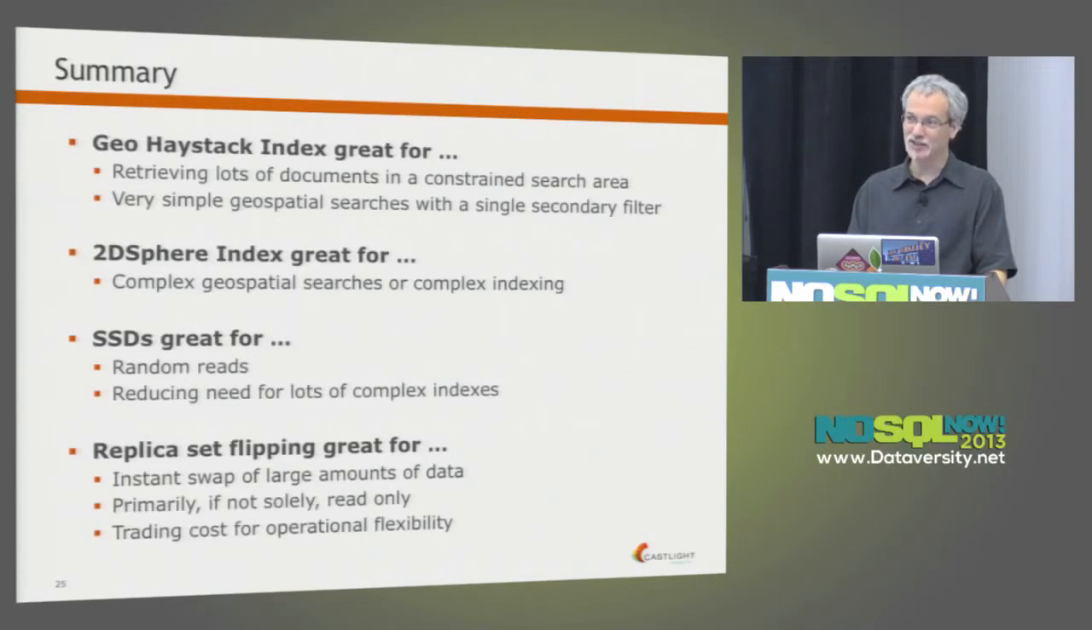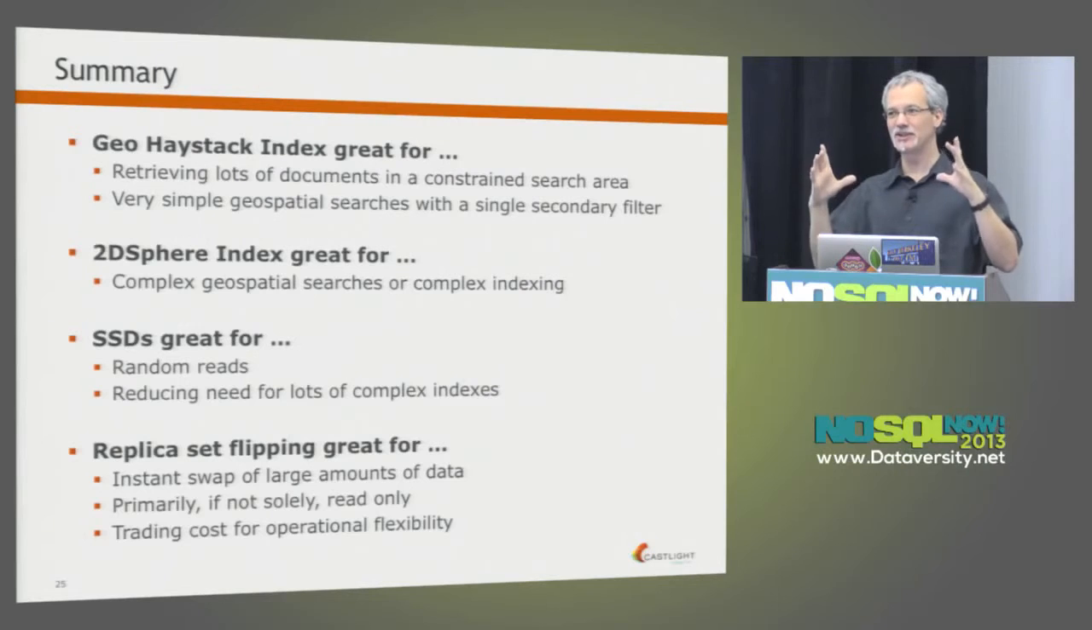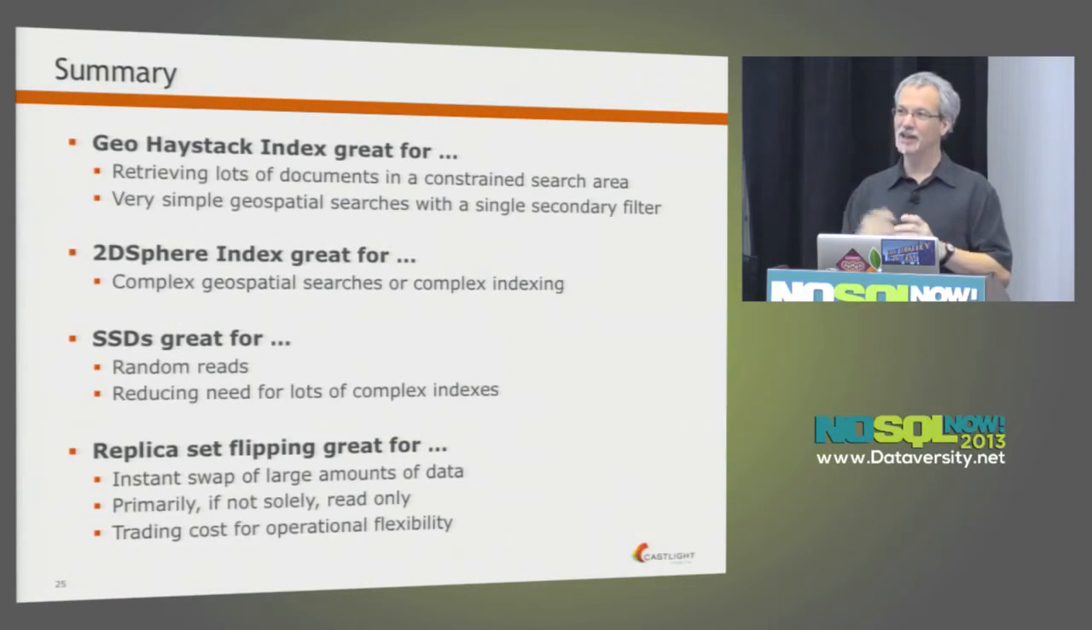So then in summary, the GeoHaystack index works well if you're retrieving a lot of documents in a constrained search area. We were searching out to 100 miles, and performance was still pretty good. And you've got very simple geospatial searches, because it only lets you show me all the things that are inside of this circle in a flat 2D coordinate system, and if you only have a single secondary filter. If that's your case, which ours initially was, then it works really well, and it's pretty easy to use. There's not a ton of documentation, but it's not that hard to figure out.